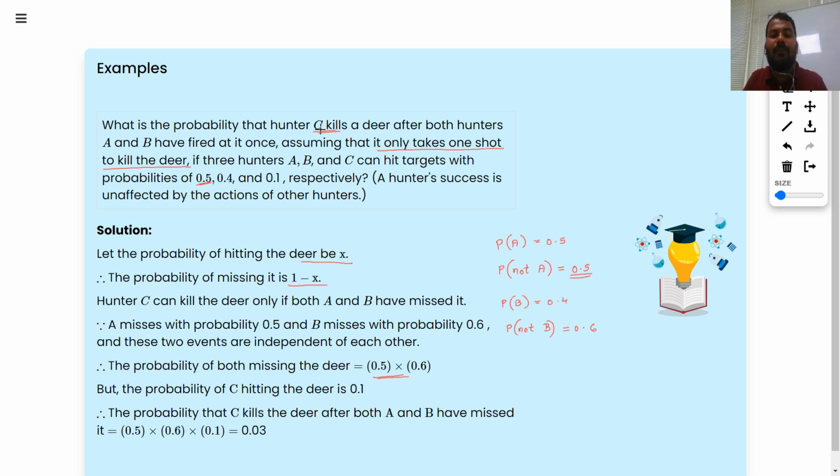Now we have already got that both of them are not hitting the target. Now they are asking us that C is hitting the target. Now we will multiply it. So it's like first one not hitting, second one not hitting, third one hitting the target. So it's a product of all the probabilities. So I'll take it as 0.5, which is A not hitting the target, 0.6, which is B not hitting the target, 0.1 with C hitting the target. When you multiply all together, you will get 0.03 as the answer.